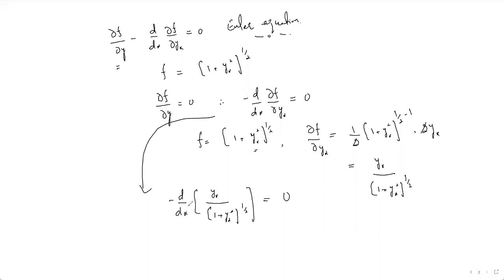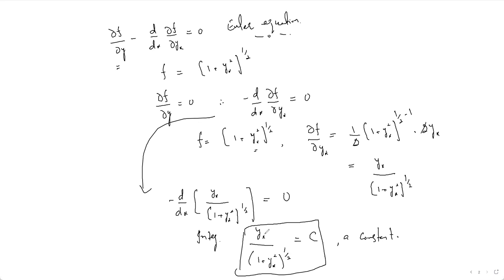You can just consume this minus sign here, since we have 0 on the right hand side. So I will just integrate this particular part. Upon integrating, the differential and integral will cancel out, and after integration this will simply be equal to y'(x) divided by 1 plus y'(x) square raised to power 1 by 2 equal to some constant c. This equation is satisfied if and only if y'(x) is equal to some constant, since only then a constant will be equal to a constant. So if y'(x) is equal to a constant, then this equation will be satisfied.